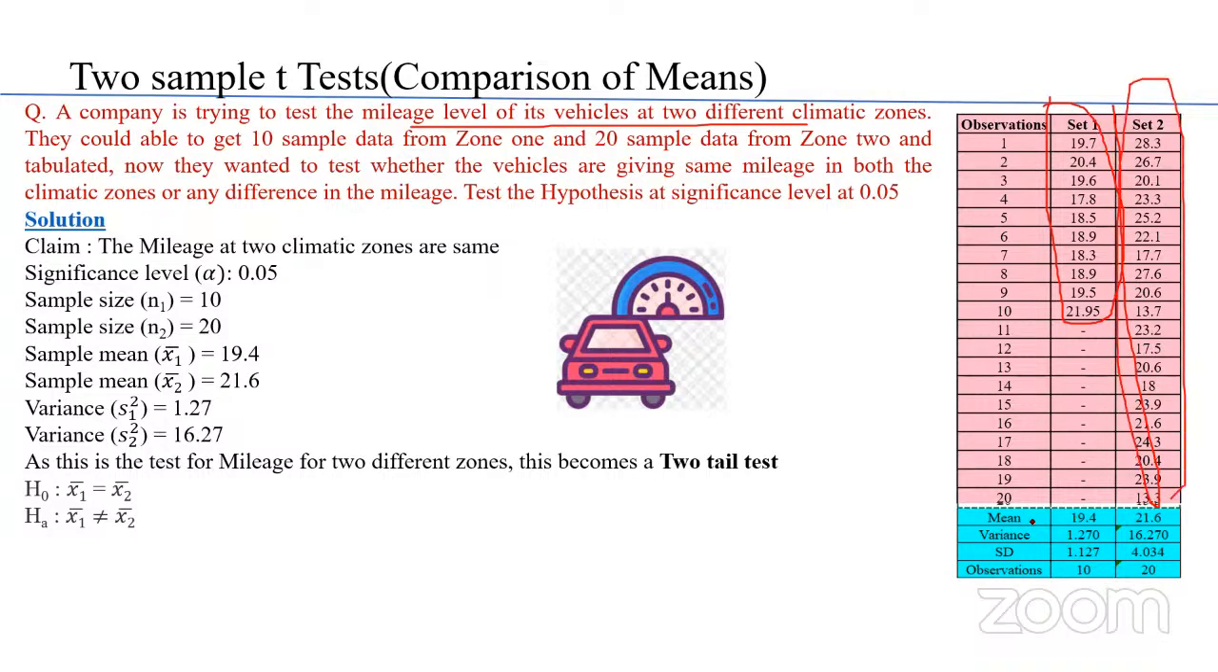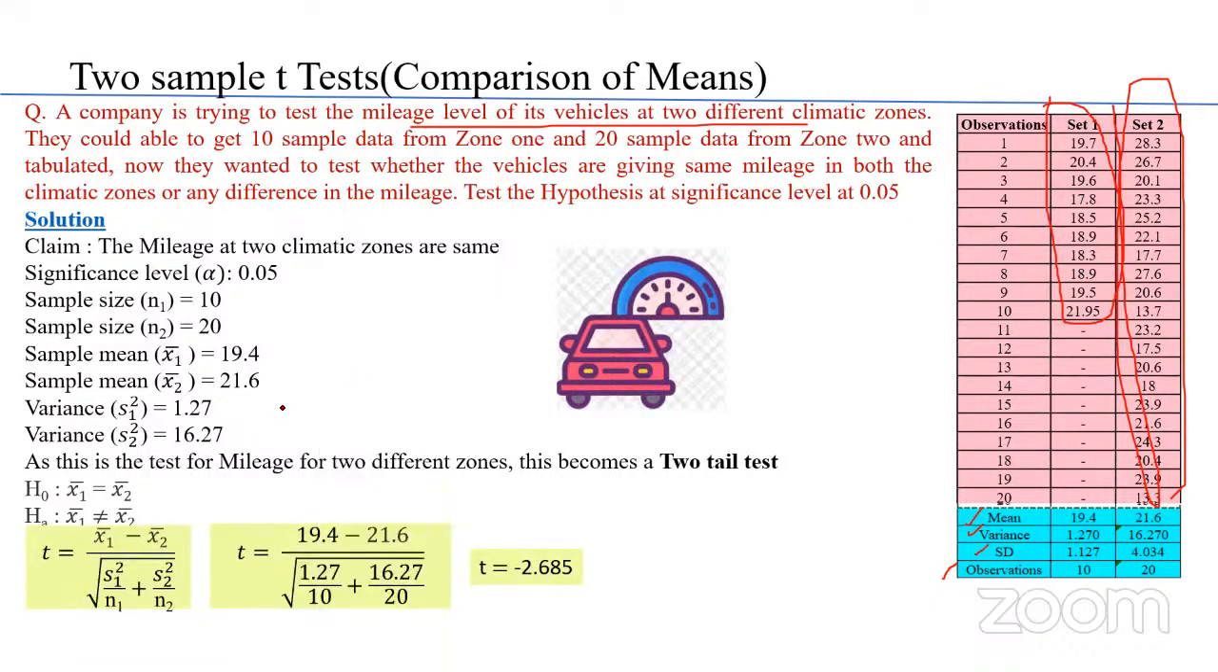If you try to check the mean, the variance, the standard deviation, and the number of observations, all this we have already done in the earlier classes, so I'm just assuming that you are quite okay with this one. Now we have to find out, is there any difference between the mileages in two areas or not? For that, the formula is going to be this much. T test: x1 bar minus x2 bar divided by square root of s1 square divided by number of observations in the first set plus variance s2 square divided by number of observations in the second set.